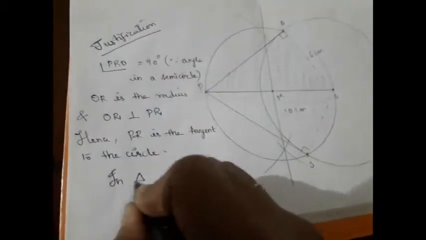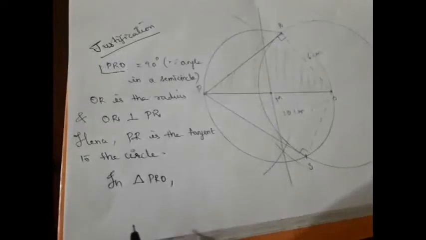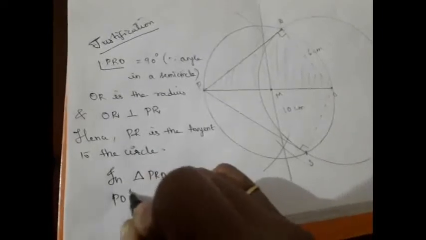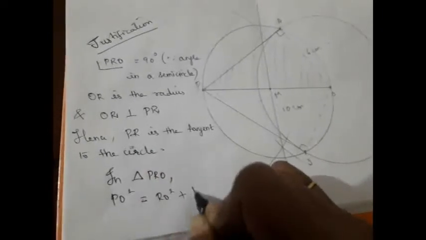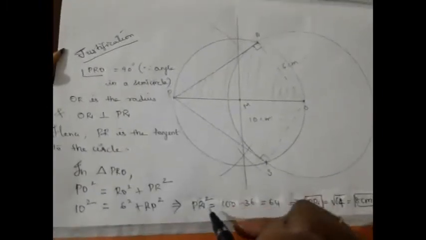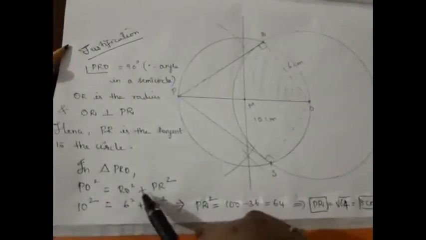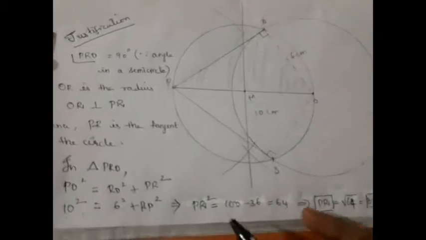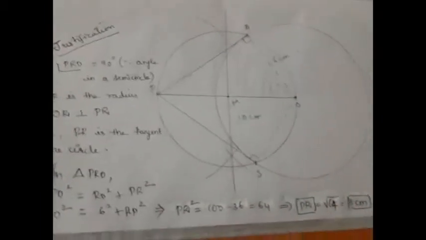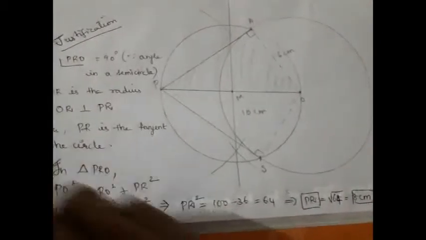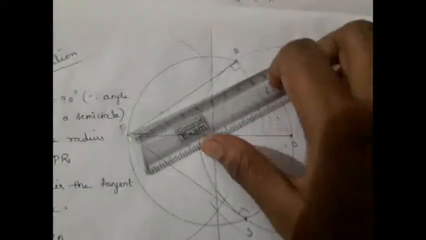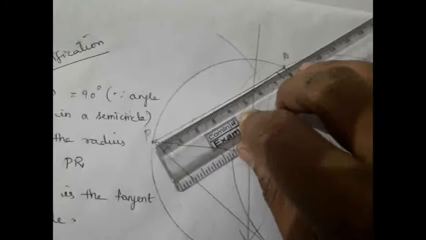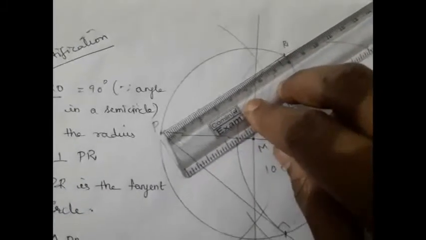So, you can write in triangle PRO, right, PO is the hypotenuse, the side opposite to 90 degree. So, PO square is equal to RO square plus PR square. PO is 10 centimeter and RO is 6 centimeter. So, 10 square is equal to 6 square plus RP square. Now, PR square is equal to 100 minus 36, which is 64. Therefore, PR is square root of 64, which is 8 centimeter. You can check by measuring with your scale. See, it is 8 centimeter and hence we justified our answer. This is the full justification.